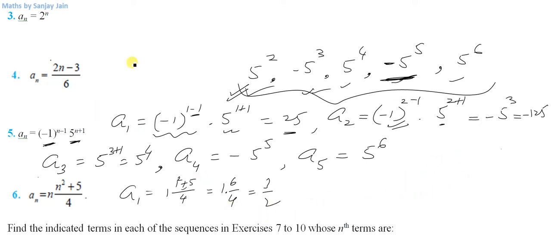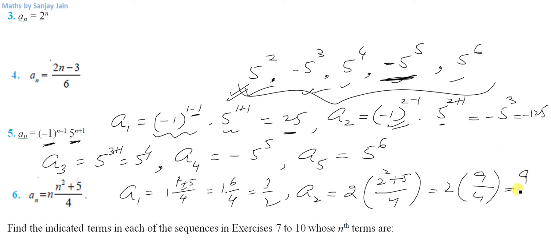So I've got a1. Now what about a2? a2 will be equal to 2 into 2 squared plus 5 by 4. So it is 2 into 9 by 4, which is equal to 9 by 2. So this is the second term, this is the first term. What about the third one? So I am erasing this, so this much you can note down.